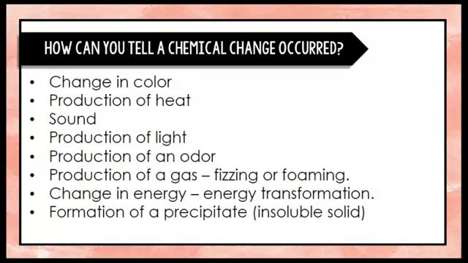Producing light. So if you start burning a match, that light shows you a chemical reaction occurred. Producing an odor, so a smell. That's why rotting is considered a chemical change. Production of gas, fizzing or foaming. Changing energy. So if you're touching the container and it feels hot or cold, that's energy transformation.